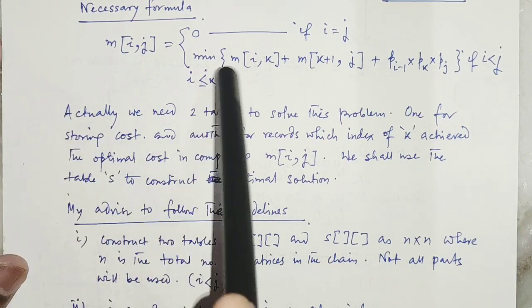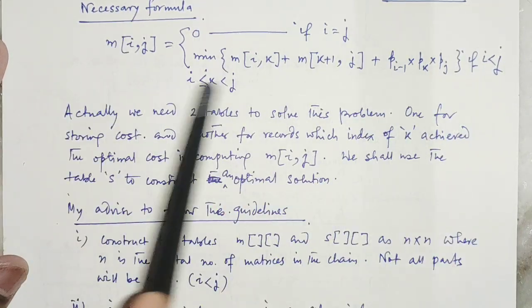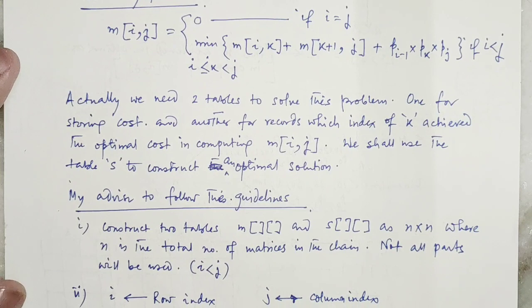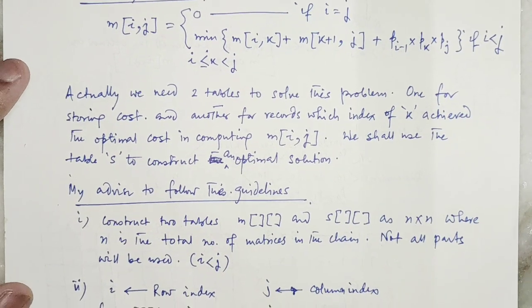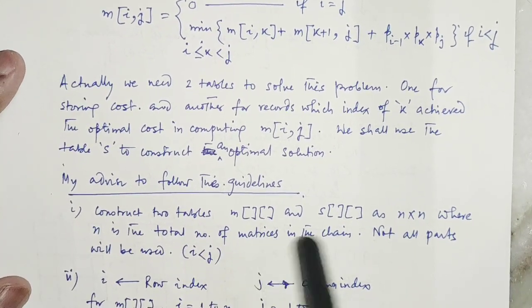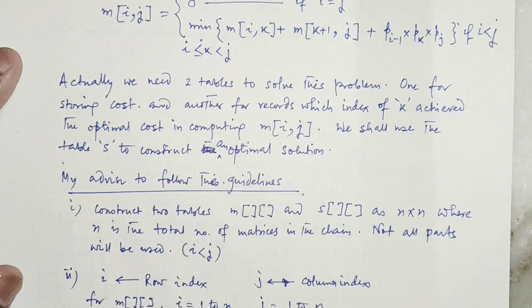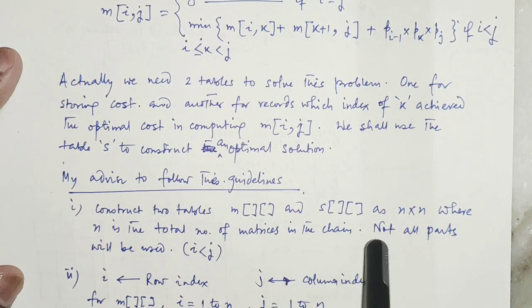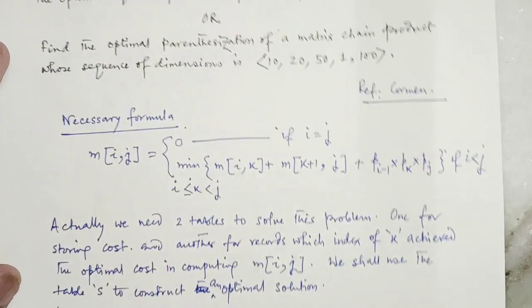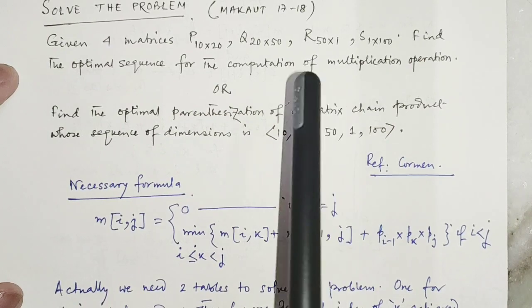So m of i j, this is the formula. My advice is to follow this guideline to solve the problem. Actually we need two tables. One is for m and the second one is for s. Then your question will be, what will be the dimensions? The dimension will be n cross n, where n is the total number of matrices in the chain. So in this problem there are 4 matrices in the chain.